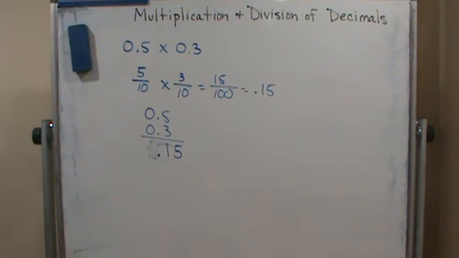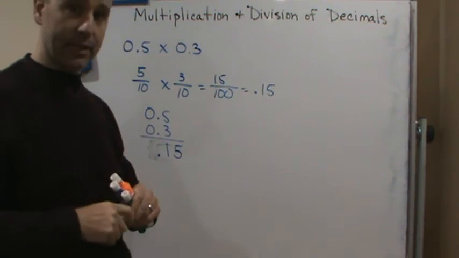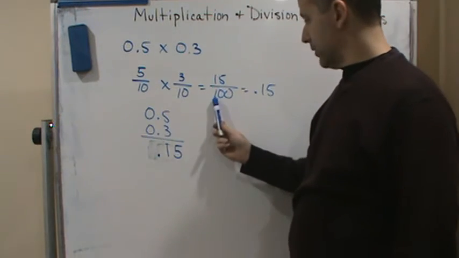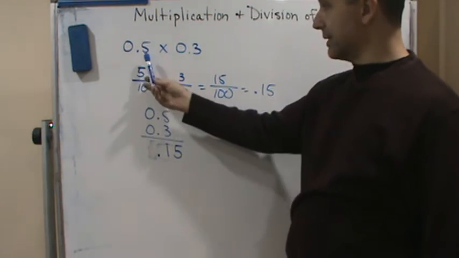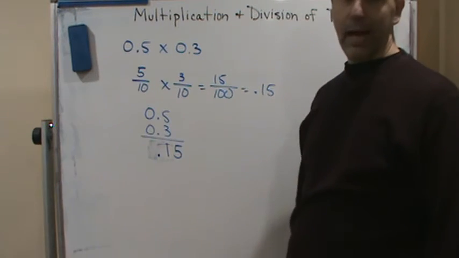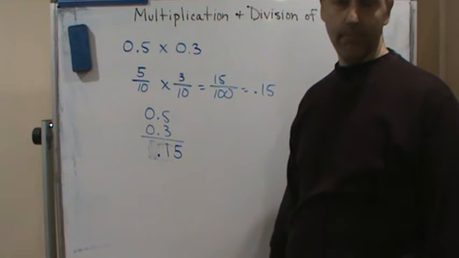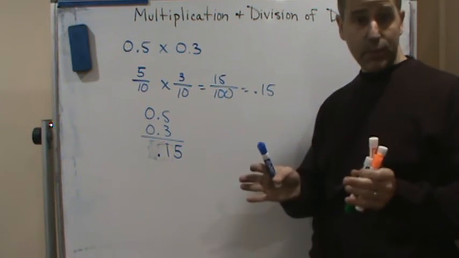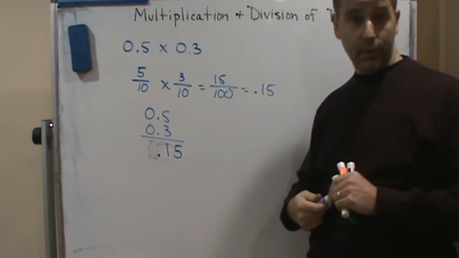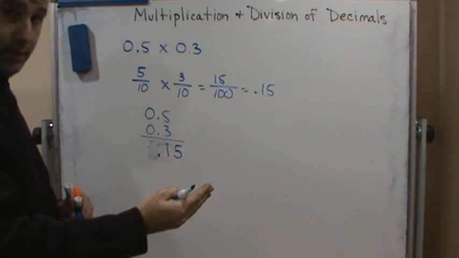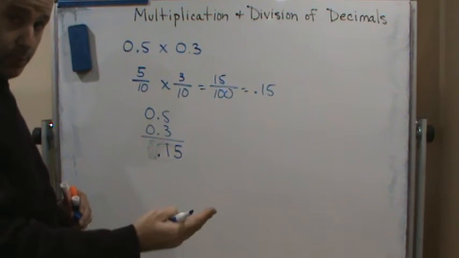Okay? Now, the key to multiplying decimals is to ignore the decimals. It turns out that all you have to do is count the number of spots, the place values. So if you just ignore the decimal and treat it like whole numbers, and then count the digits to the right of the decimal point.